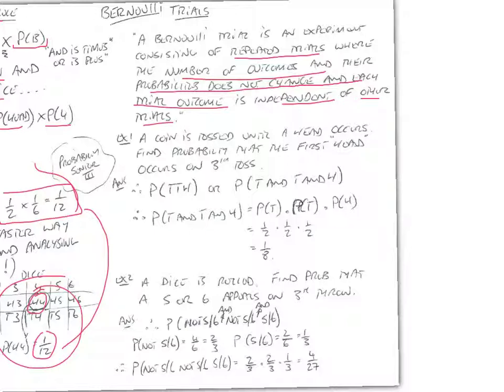By example then, a coin is tossed until a head occurs. Find the probability that the first head occurs on the third toss. So we're looking for the probability that we get tails and tails and head. How do we work that out? Well, we know now that where we see and, that means we multiply the probability of the tails by the probability of tails by the probability of heads. So it's a half by half by half, it's a 1 in 8 chance.